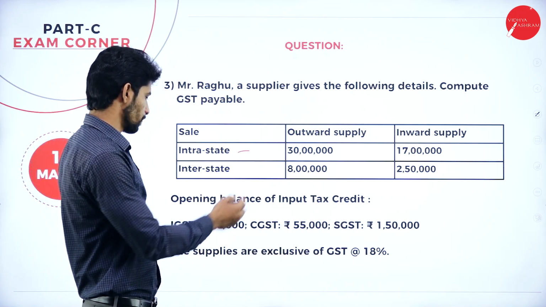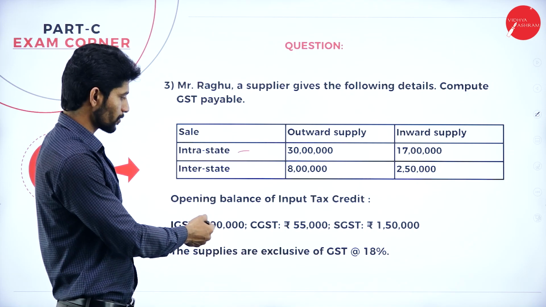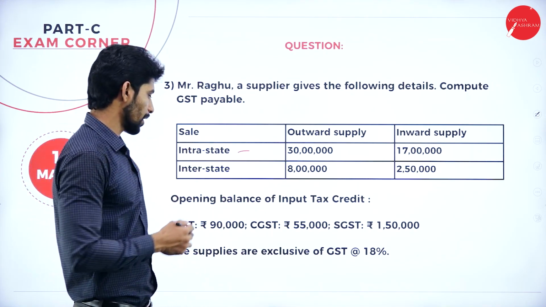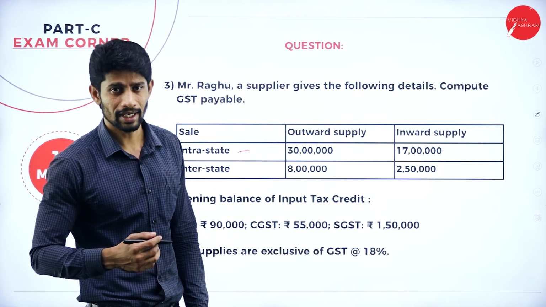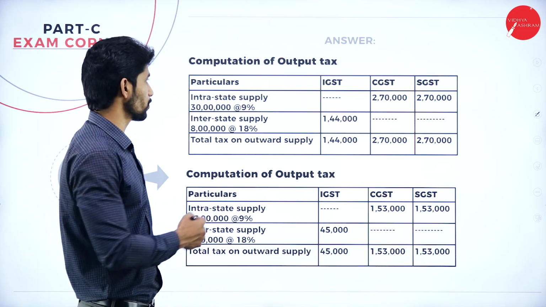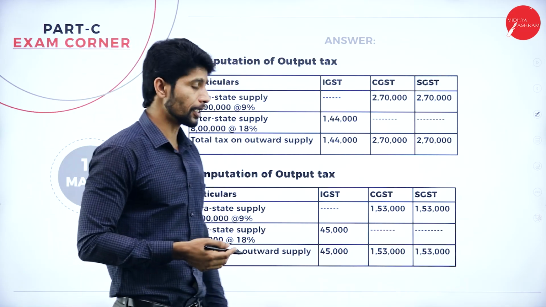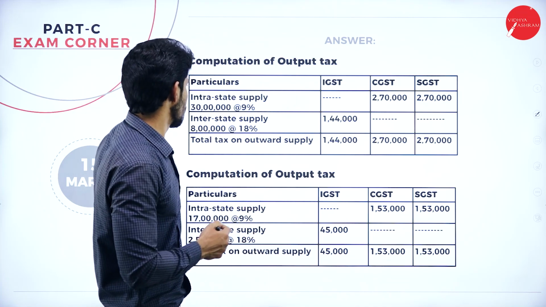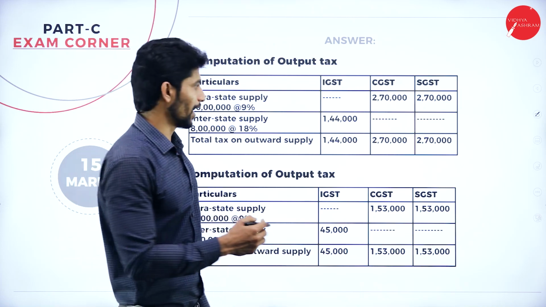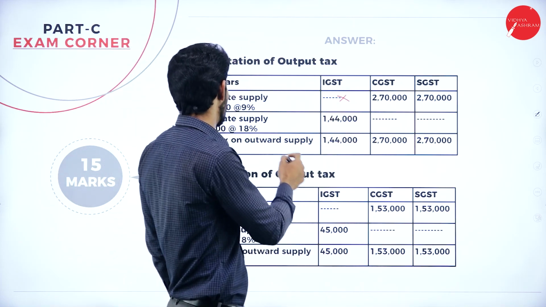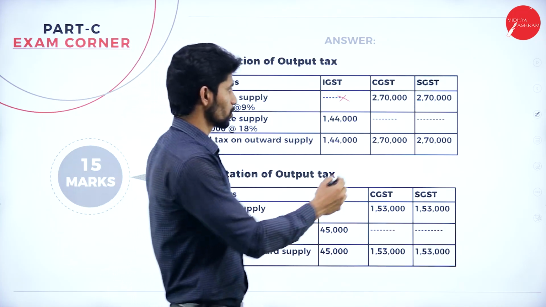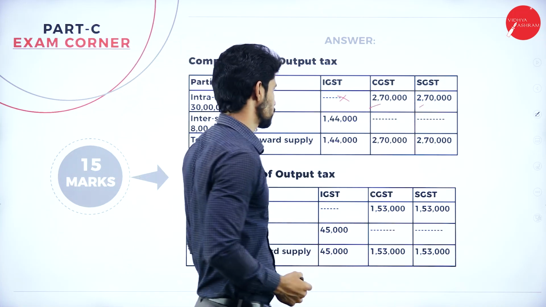Opening balance of input tax credit: IGST 90,000, CGST 55,000, SGST 1,50,000, and the supplies are exclusive of GST at 18%. Now, what you are supposed to find out? First, you are supposed to find out the output tax and the input tax. Output tax: intra-state supply is within the state, that is why IGST is not applicable. So, 30 lakhs into 18%, in that 9% CGST, 9% SGST.